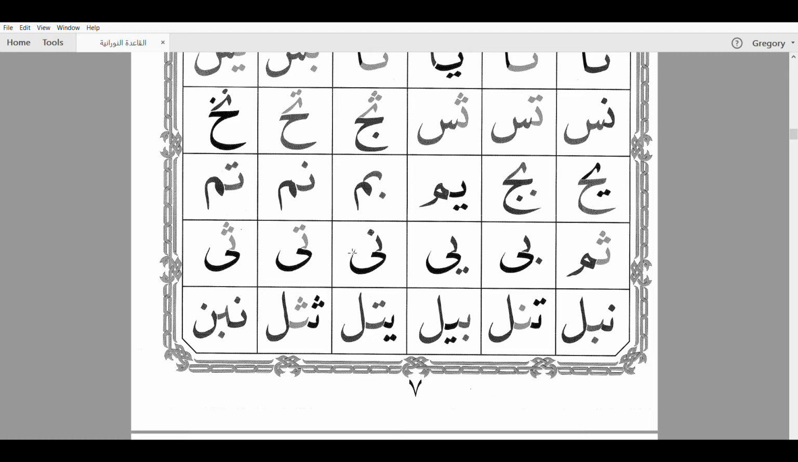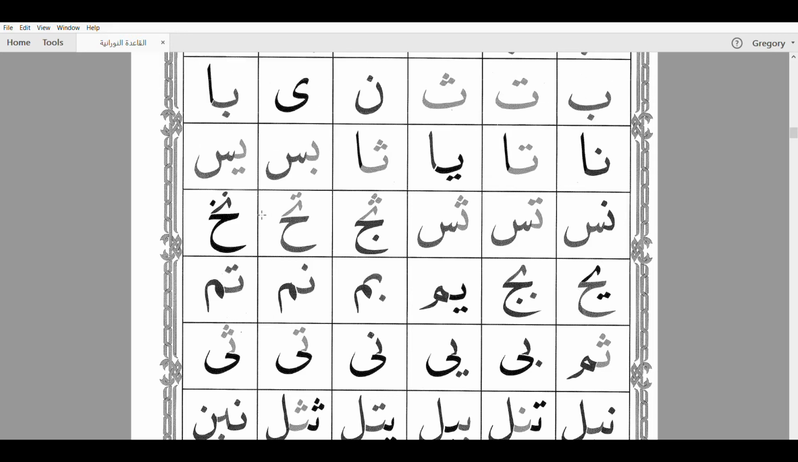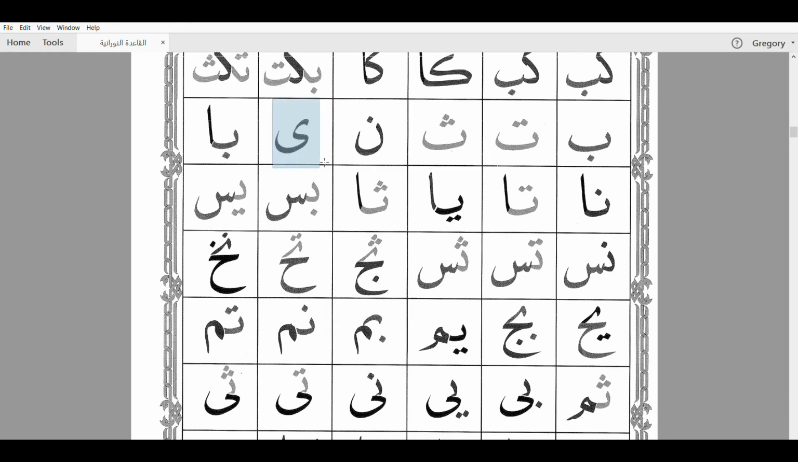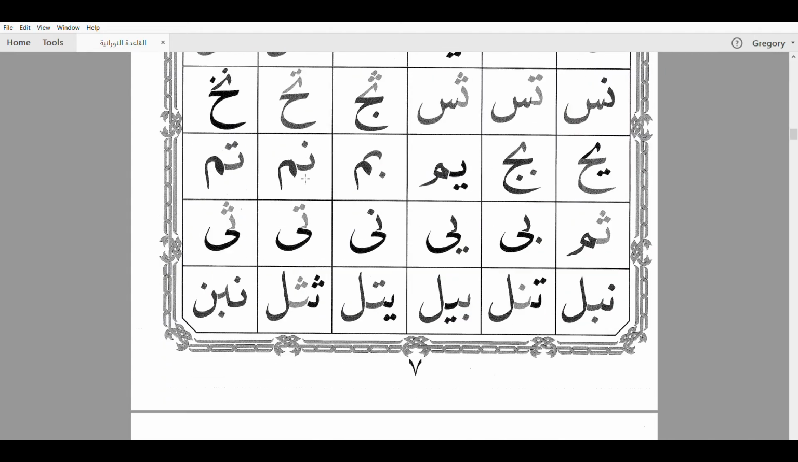Don't worry too much about that. This is the alif maksura. Don't worry too much about that. We'll get more into that later with recitation. I think it's better to tackle it with that.